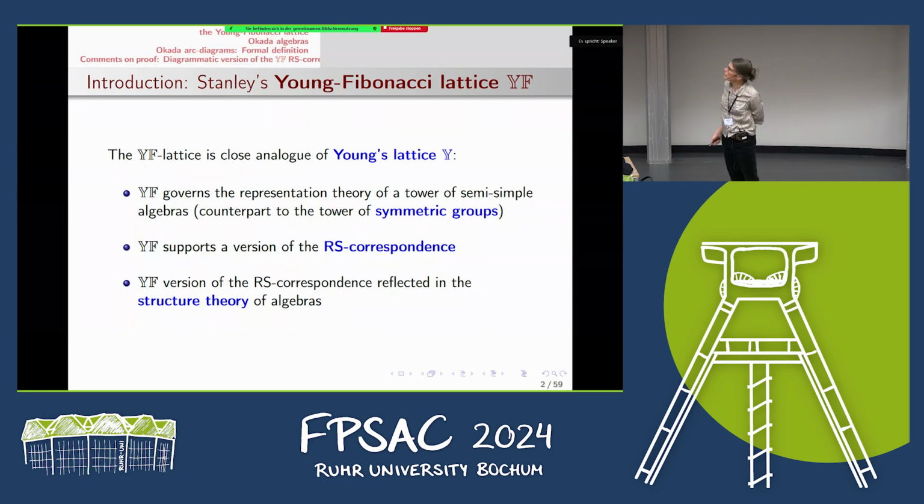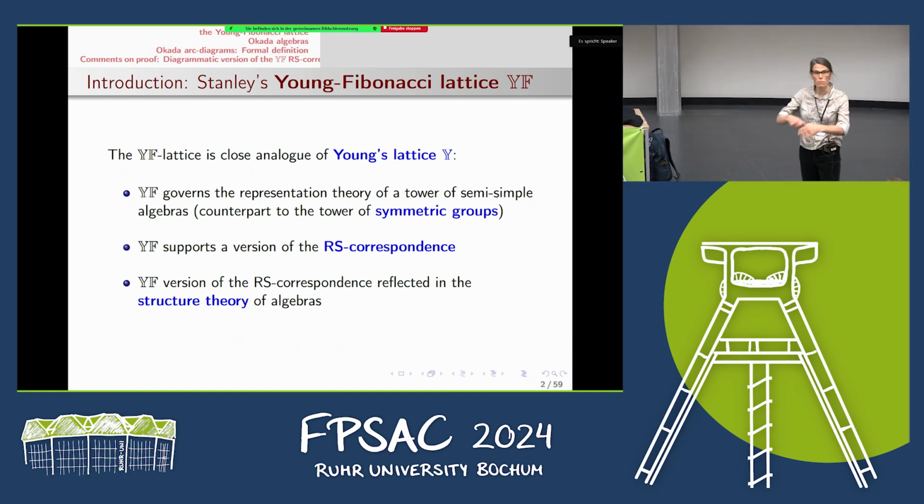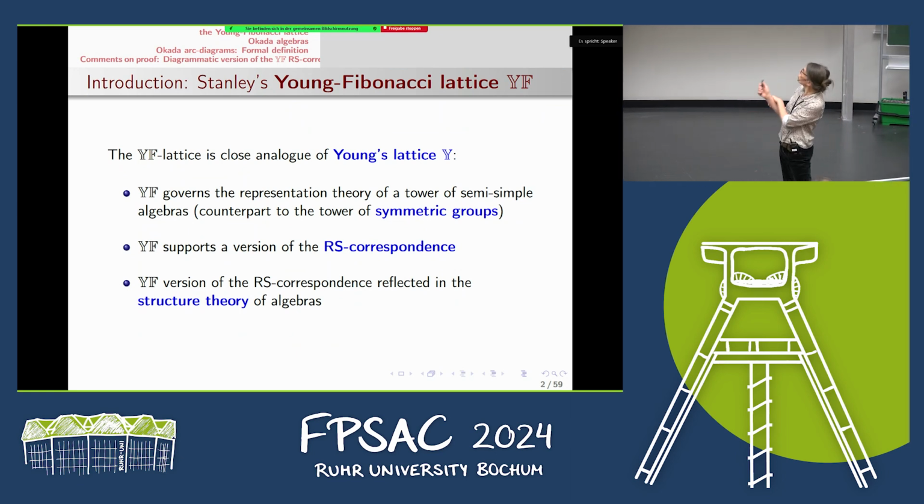For example, the Young Fibonacci lattice, which I call YF, governs the representation theory of a tower of semi-simple algebras. These algebras are some sort of counterpart to the symmetric groups. It also supports a version of the Robinson-Schensted correspondence. And this RS correspondence reflects intimately in the structure theory of these algebras, which are called Okada algebras.